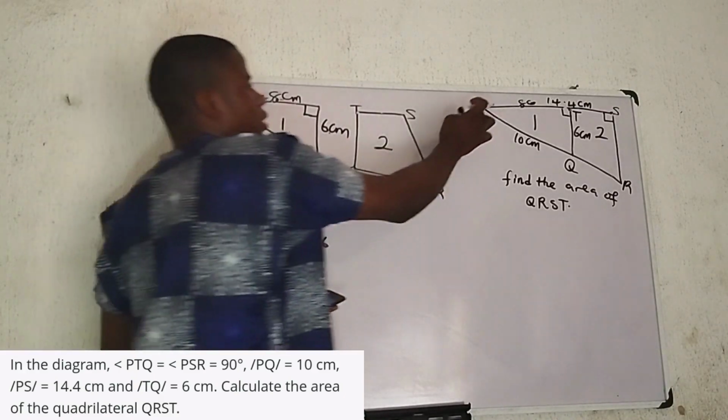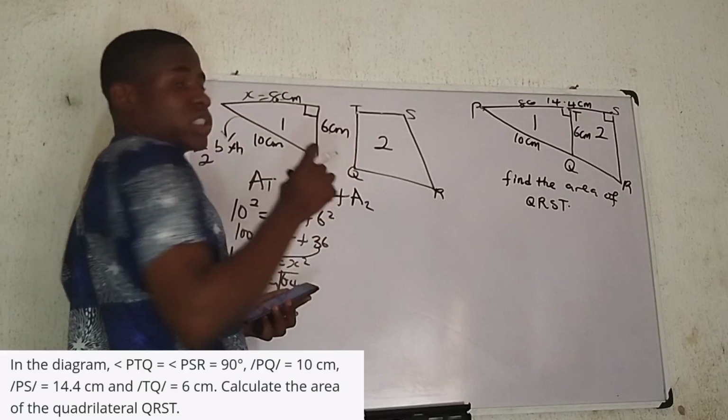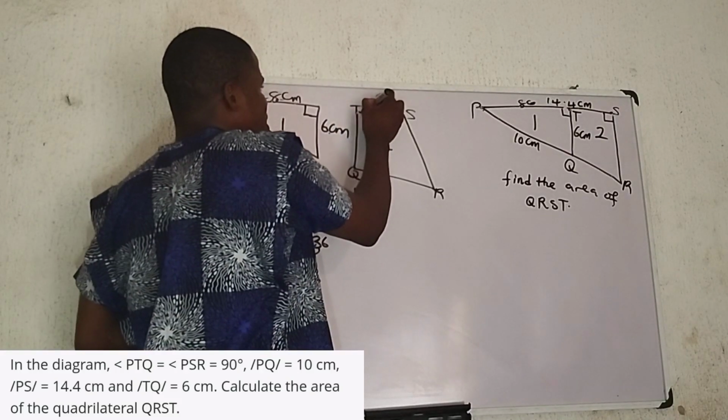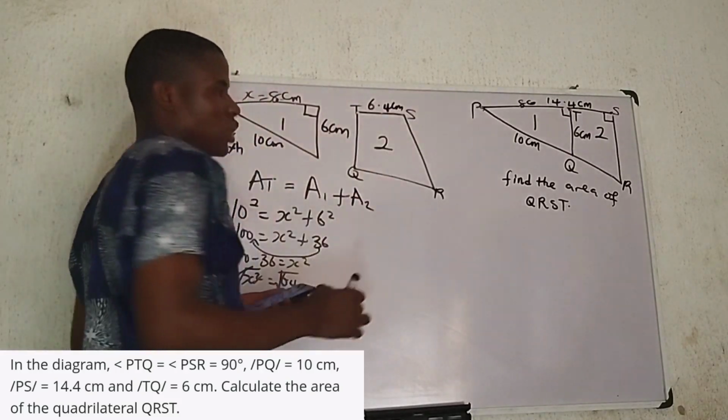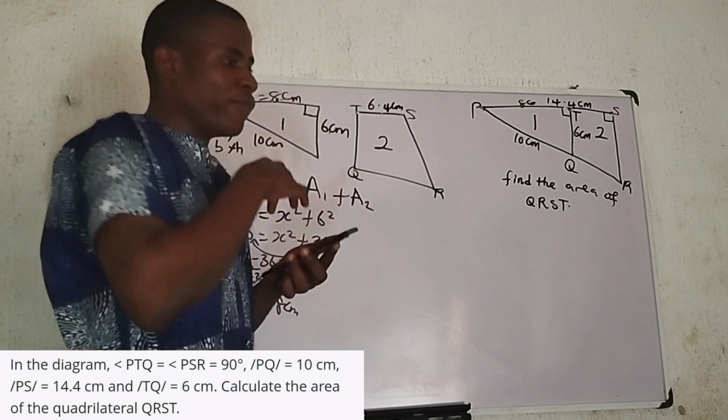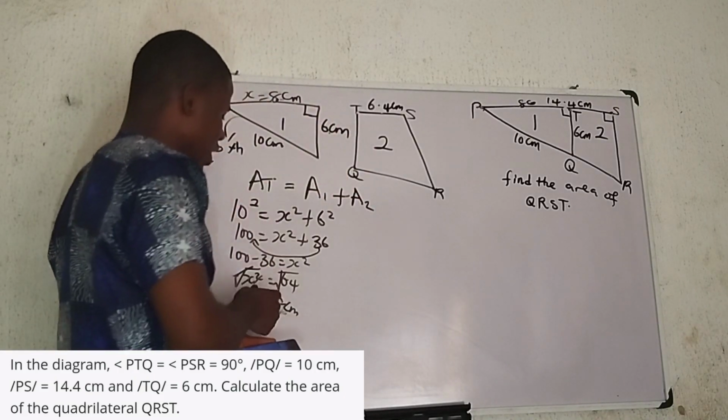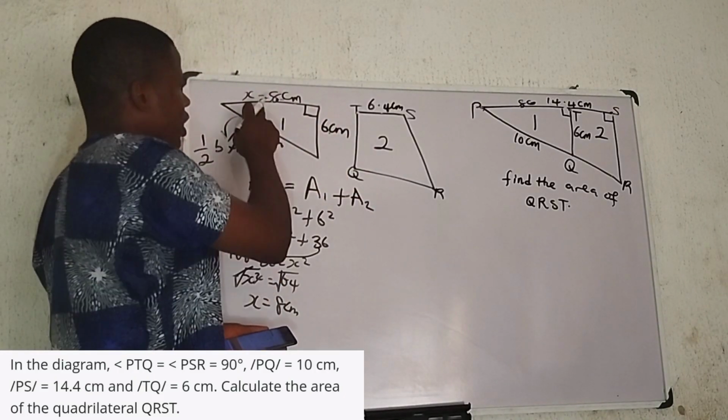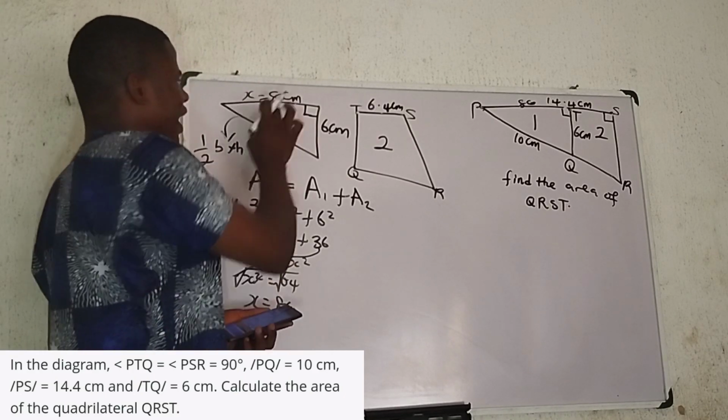Just do 14.4, the total one, minus this one. 14.4 minus 8 will give me 6.4 cm. Do you understand? So that will help us. Now, I've gotten the area of this, I've gotten the length of here, right? Now, can I get the area?